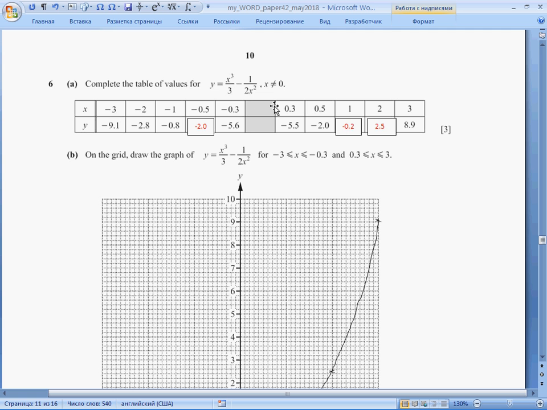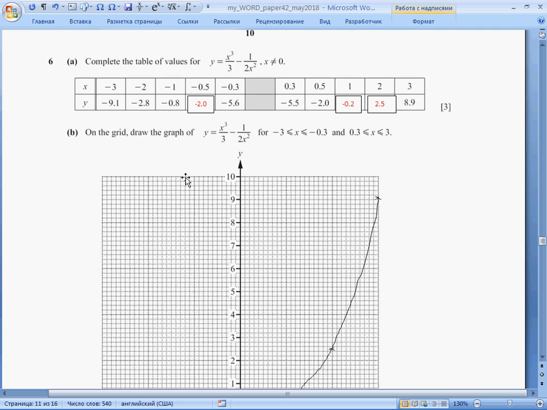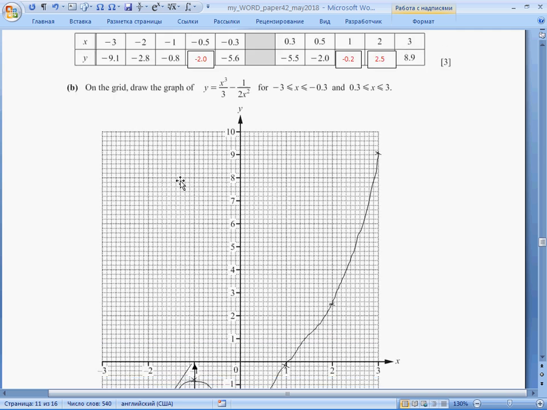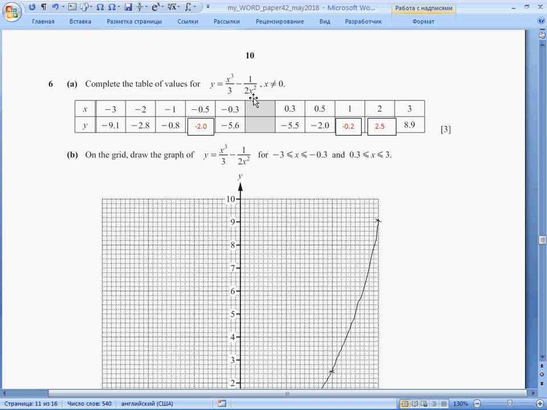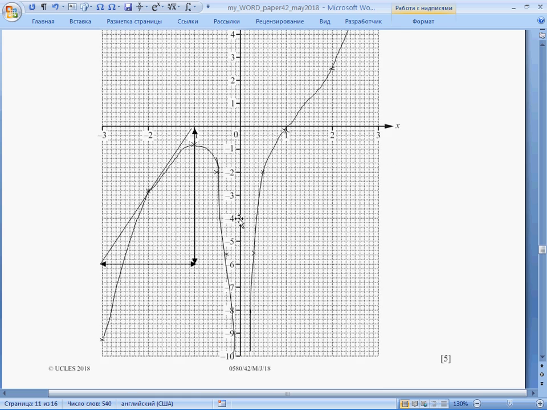Complete the table of values. So you just use a calculator and you find these 3 values. On the grid, draw the graph. So I have sketched this graph. When x tends to 0, from the negative side or from the positive side, y becomes infinitely negative. So we have 2 asymptotes here.